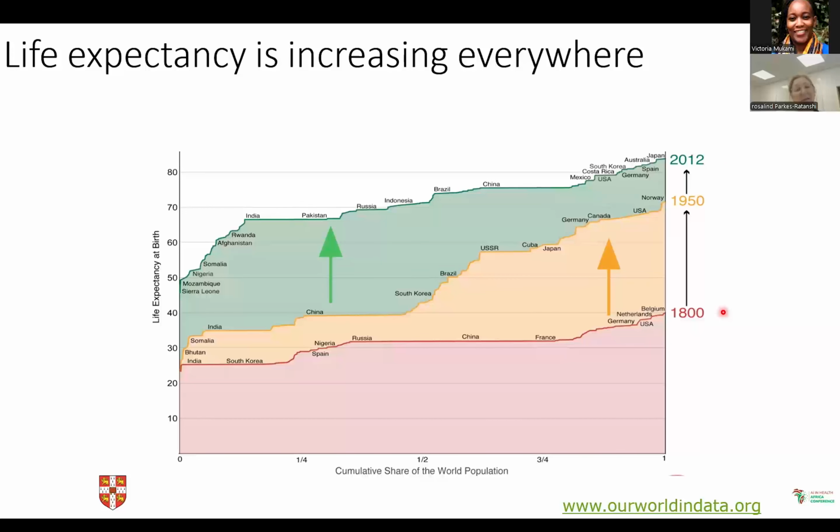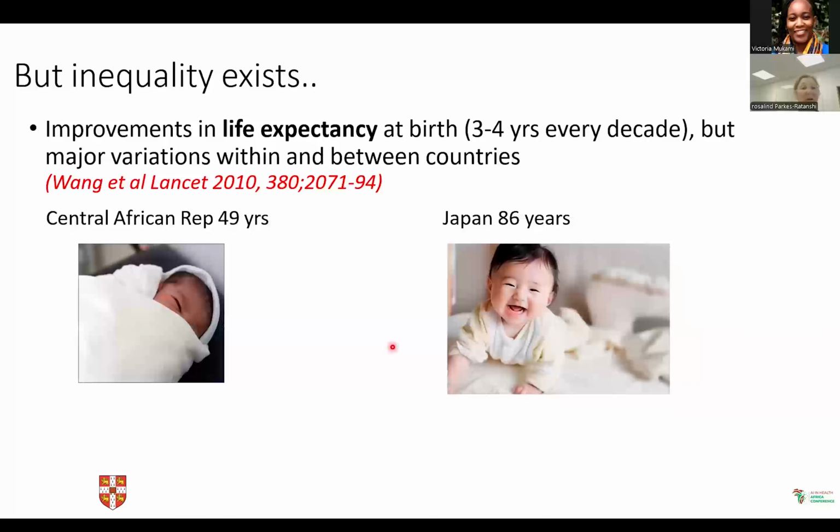But the other thing that I wanted to show you is that life expectancy on the whole is increasing everywhere. However, there is still a huge amount of inequality. If you are a baby born in the Central African Republic today, you can only expect to live to be about 50 years old. But if you're a baby born in Japan, you would expect to live to 86. Okay, so I'll come to why this is important in a bit. So this inequality exists.